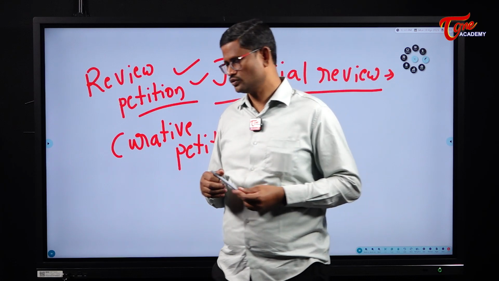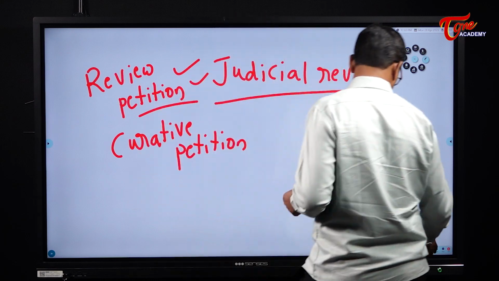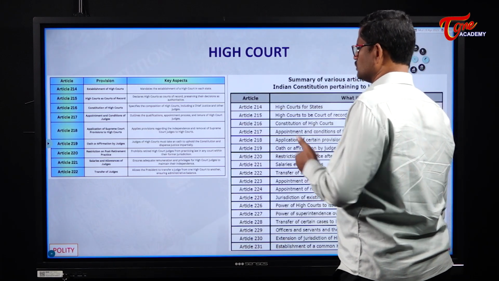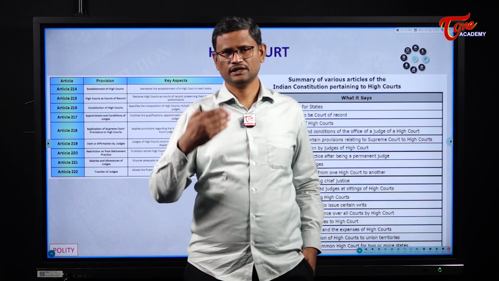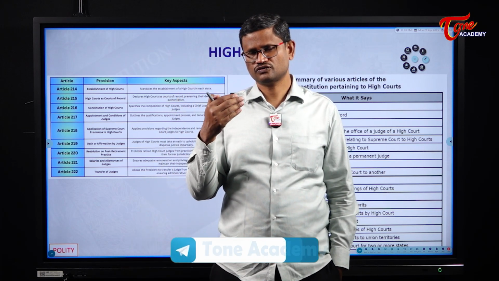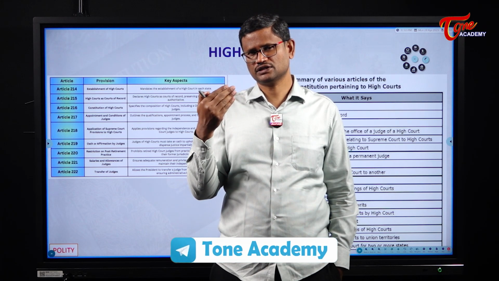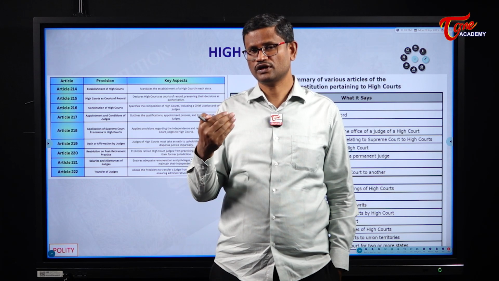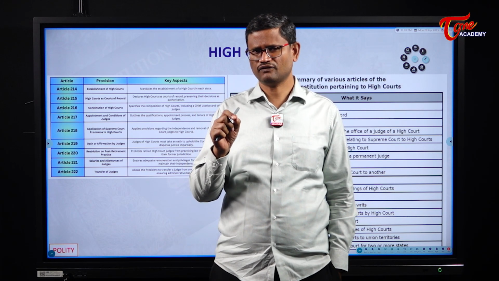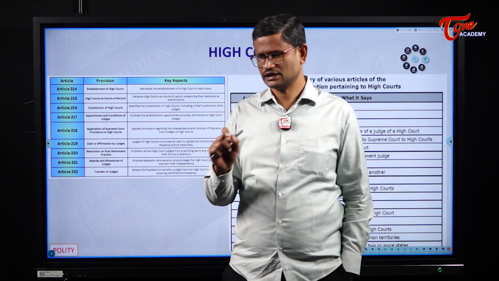So then let's move to high courts. In India we have 25 high courts. As I said, the Constitution of India provides for an integrated judiciary. At the highest level we have the Supreme Court, and below the Supreme Court we have 25 high courts. Some of them have common jurisdiction. Let's see that.